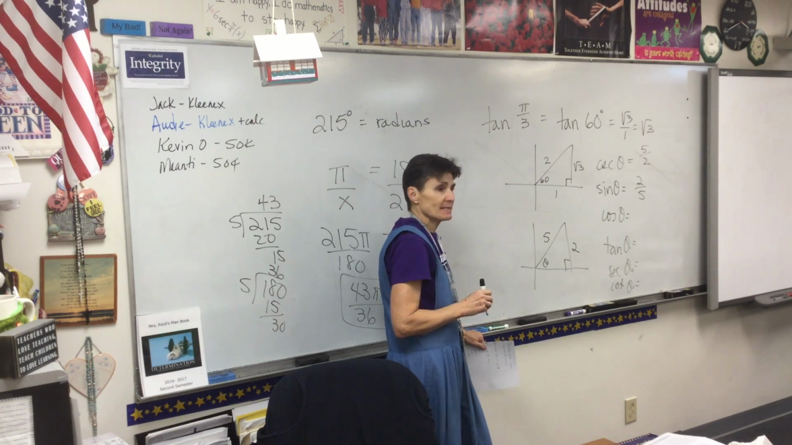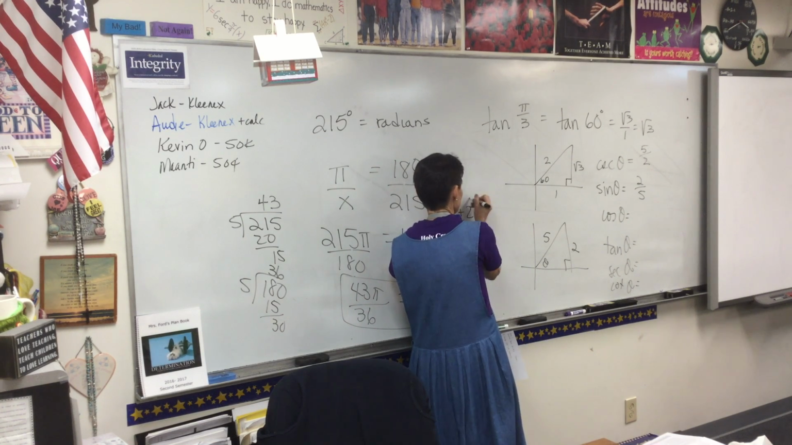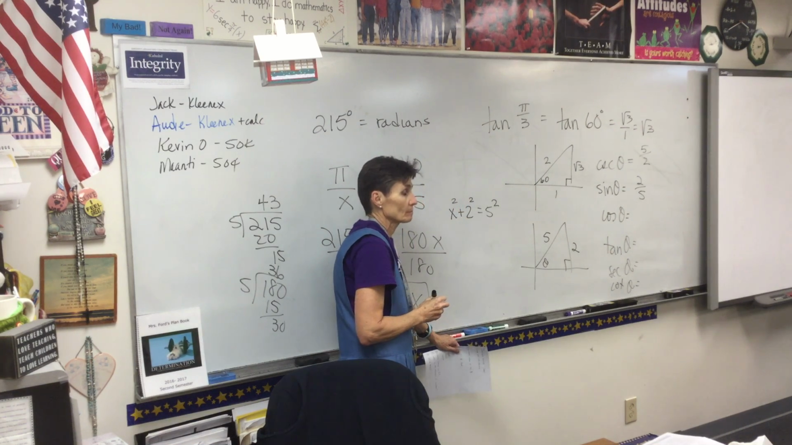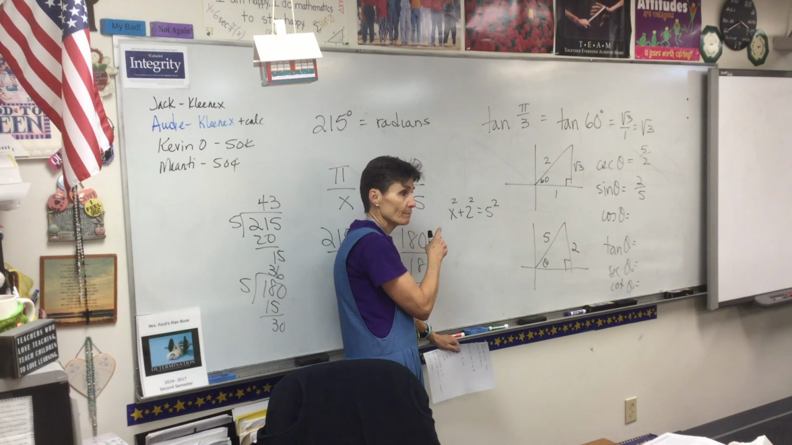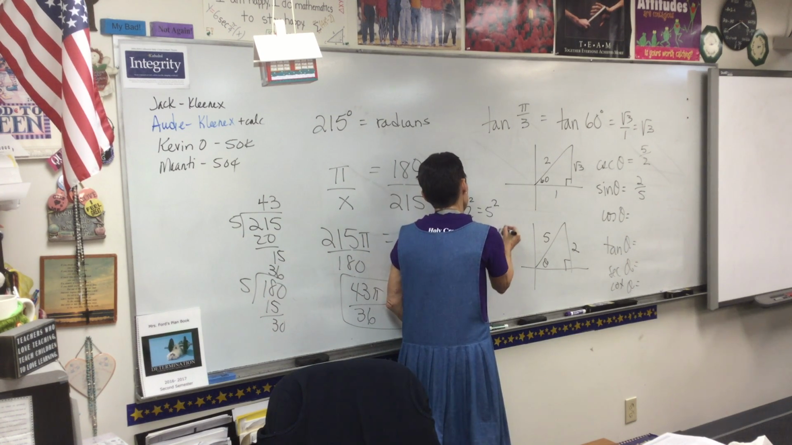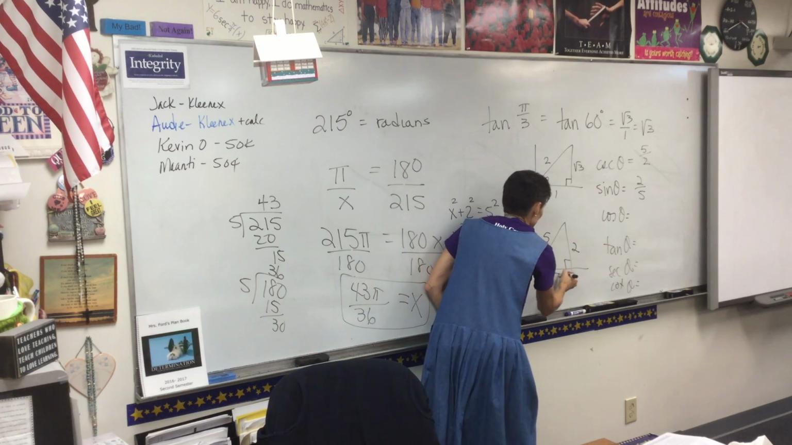How do I find that missing side? This is not one of my special triangles. I do the Pythagorean Theorem. So x squared plus 2 squared equals 5 squared. So x squared plus 4 equals 25. X squared equals 21. I got the square root of 21.